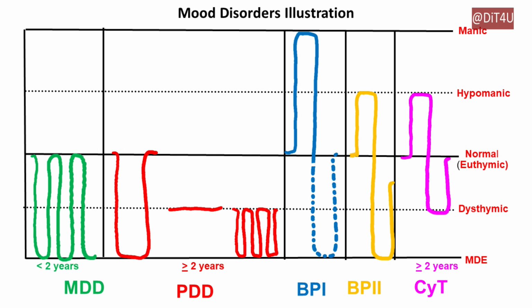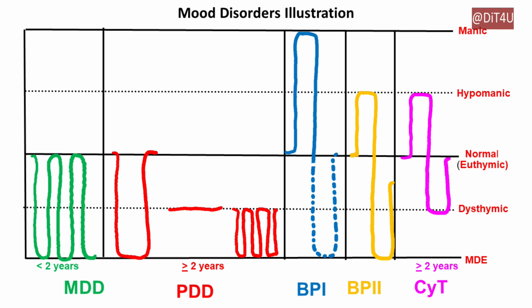So this is the pictorial representation. This here is normal or euthymic mood. That is the baseline mood. Higher than that is hypomania. Highest is mania. One step below baseline is dysthymia. And the lowest is major depressive episode. So depression reaching the depressive phase but lasting less than 2 years is MDD. PDD is the depressive stage, but for more than 2 years.